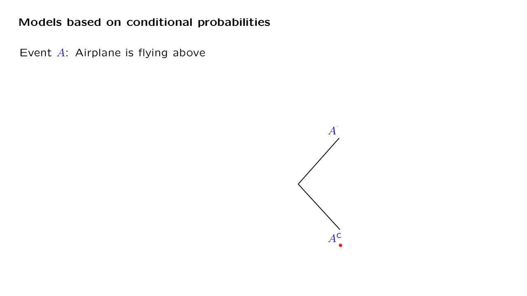At this point, we can also assign some probabilities to these two possibilities. Let us say that through prior experience perhaps or some other knowledge, we know that the probability that something is indeed flying up there is 5%, and with probability 95%, nothing is flying.